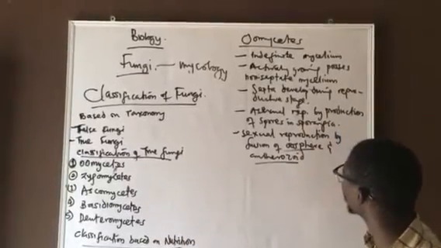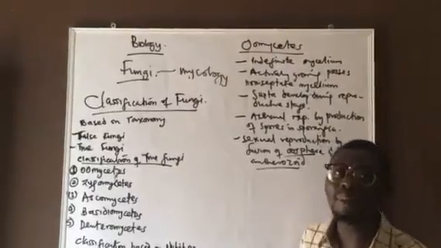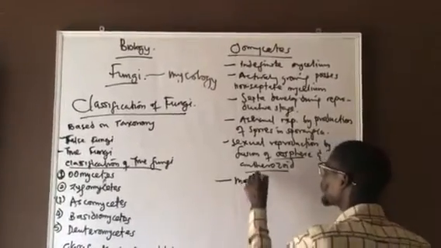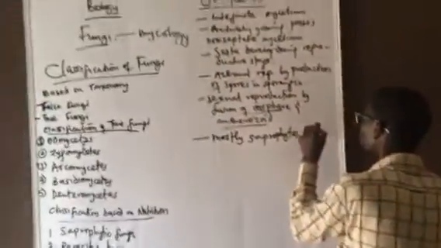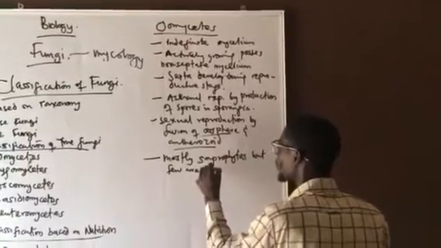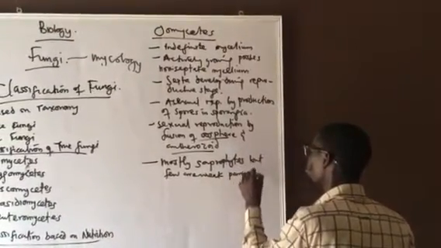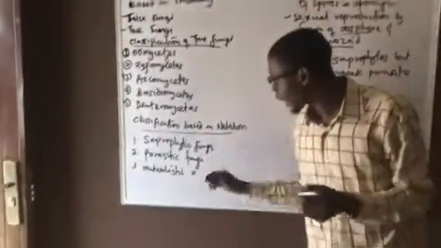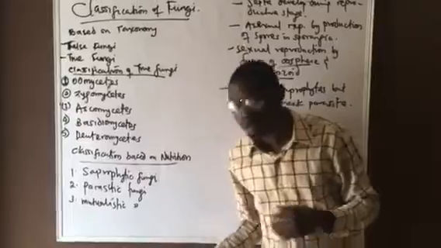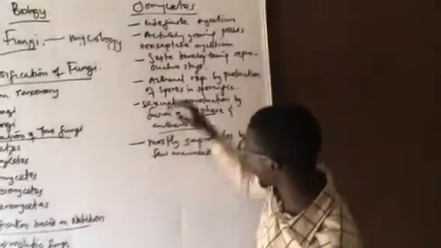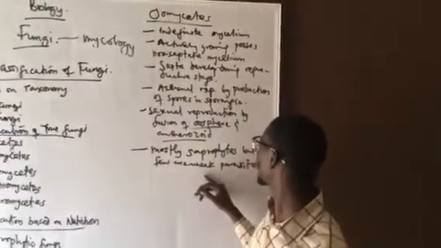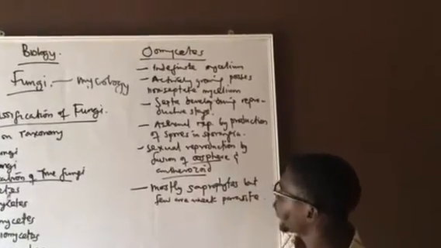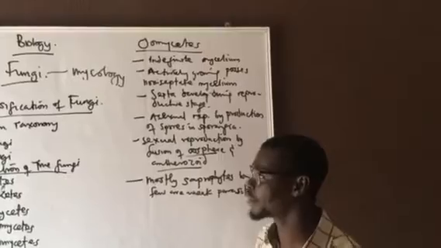Then we say that this group of fungi are mostly saprophytes, but a few are weak parasites. We all know that fungi are classified as parasitic, saprophytic, or mutualistic. But in this group, most are saprophytic, and we still have a few that are parasitic. That is why we say they are mostly saprophytic, while a few are parasitic.